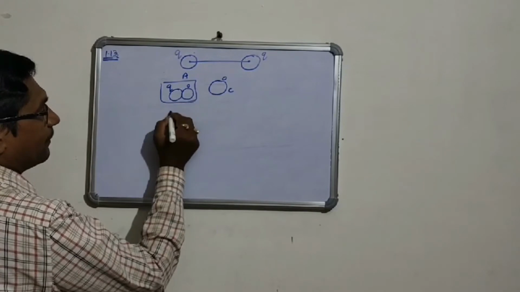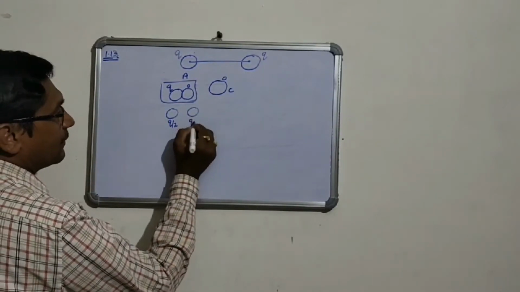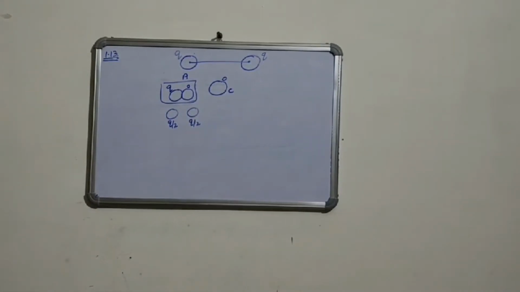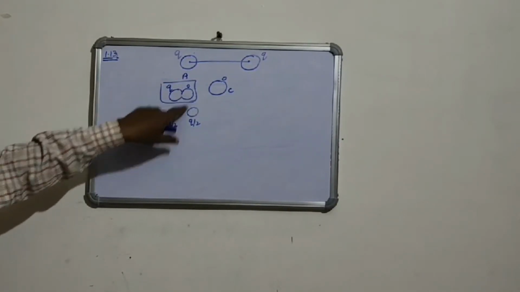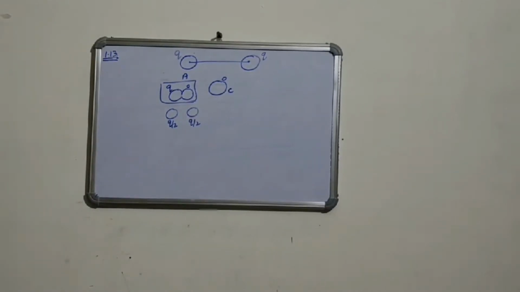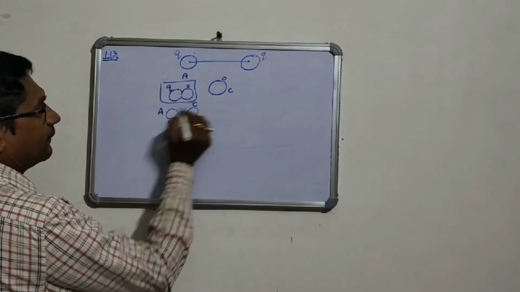and here is the neutral sphere. The total charge is Q, and when separated, it's divided into two parts, so the charge is half because the size of the spheres is identical. That's why the charge is equally distributed. So the Q charge on the whole system is divided into Q by 2 and Q by 2. Okay? And this is the A sphere and this is the C sphere.